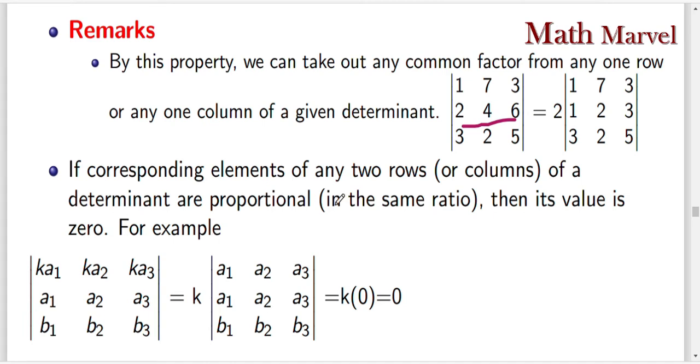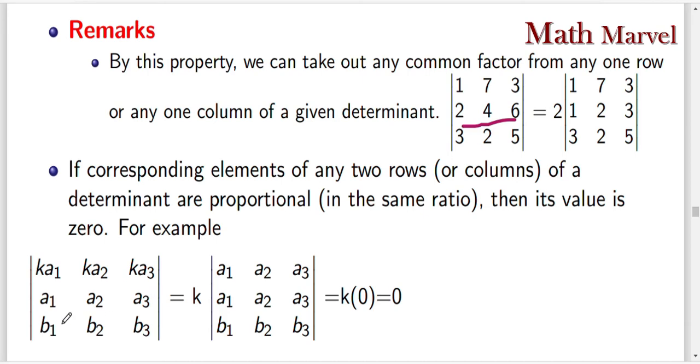If corresponding elements of any two rows or columns of a determinant are proportional, that is, in the same ratio, then its value is 0. For example, here for this determinant, the first row is k a1, k a2, k a3.